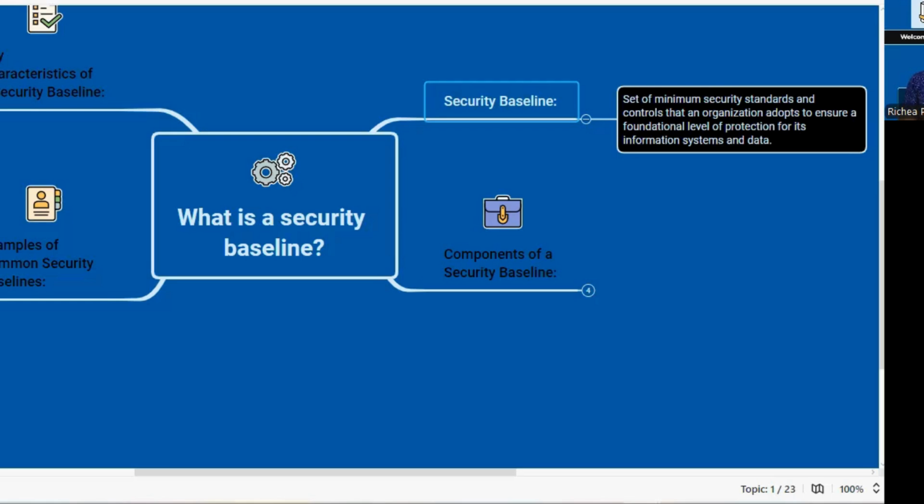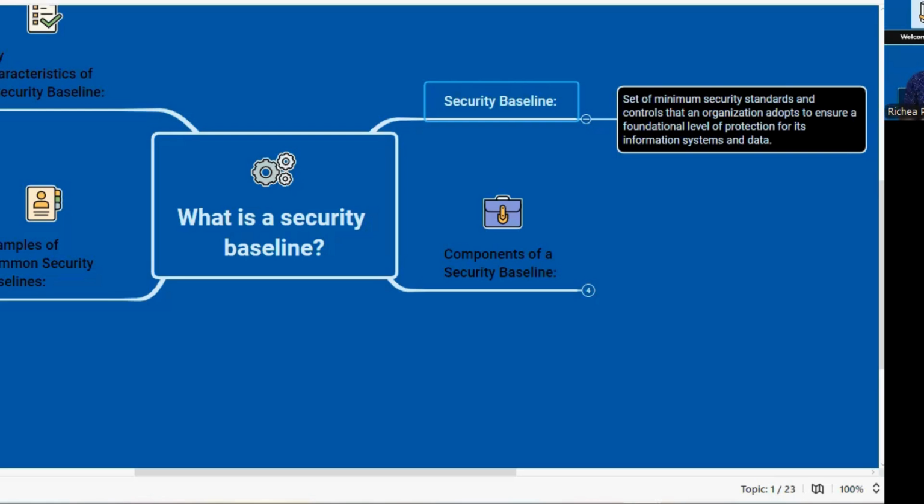And these baselines serve as a starting point for developing and implementing more comprehensive security measures tailored to the specific needs and risks of the organization. So once you have this basic security component or baseline established, then you can always build on this at various levels within that organization.